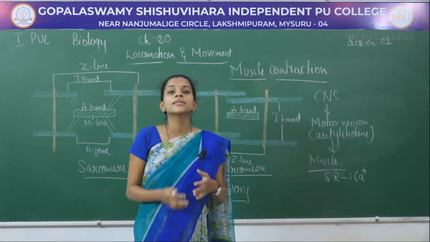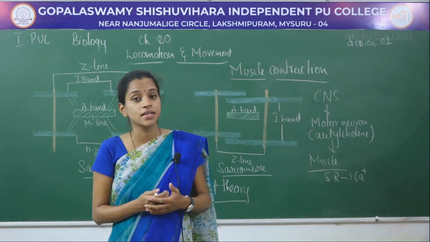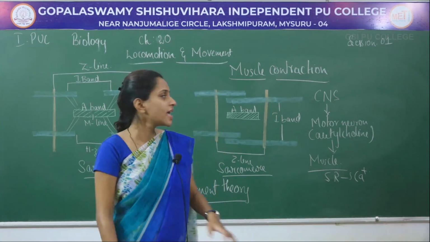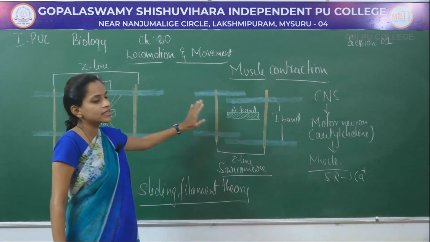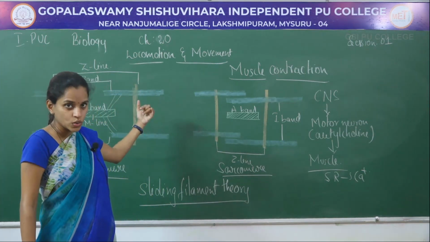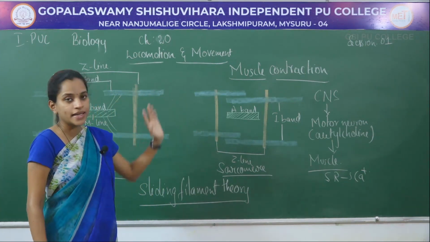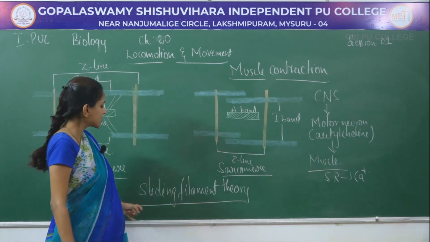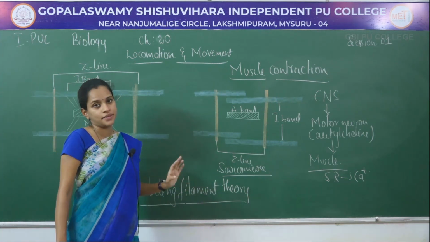That is how muscle contraction as well as muscle relaxation takes place, and this theory, where the sarcomere size is reduced and the H zone is completely vanished, is termed the sliding filament theory.